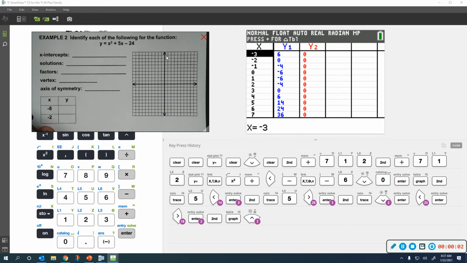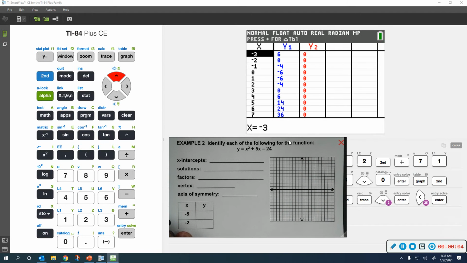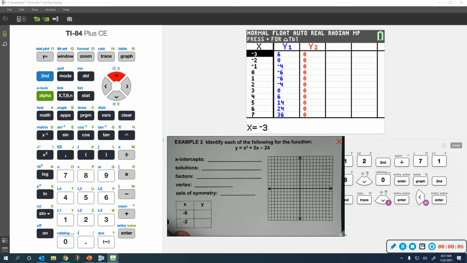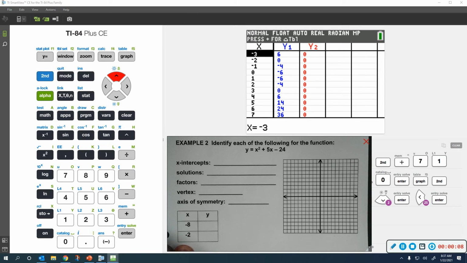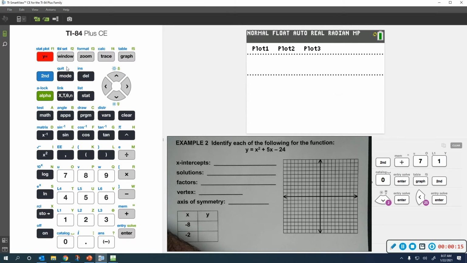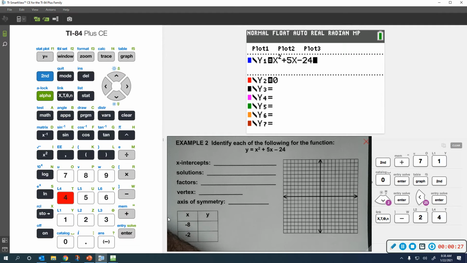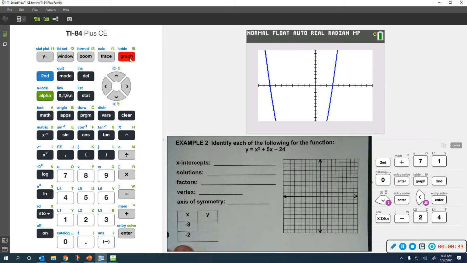Alright, so we're on example 2 of the notes now, which says identify each of the following for the function y equals x squared plus 5x minus 24. So we're going to go back to our y equals menu, erase our first line, and type in the new line. So x squared plus 5x minus 24. Still, leave your second line as y equals 0 so we can find their intersection. So hit graph. Let's look at our graph.